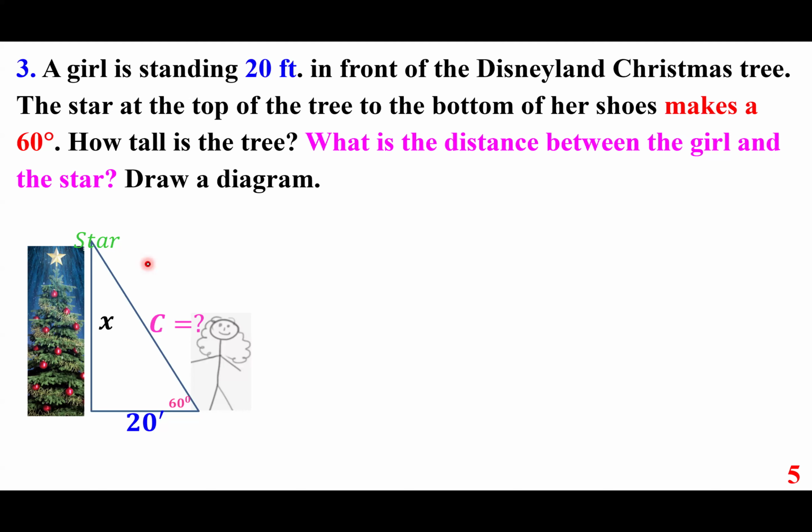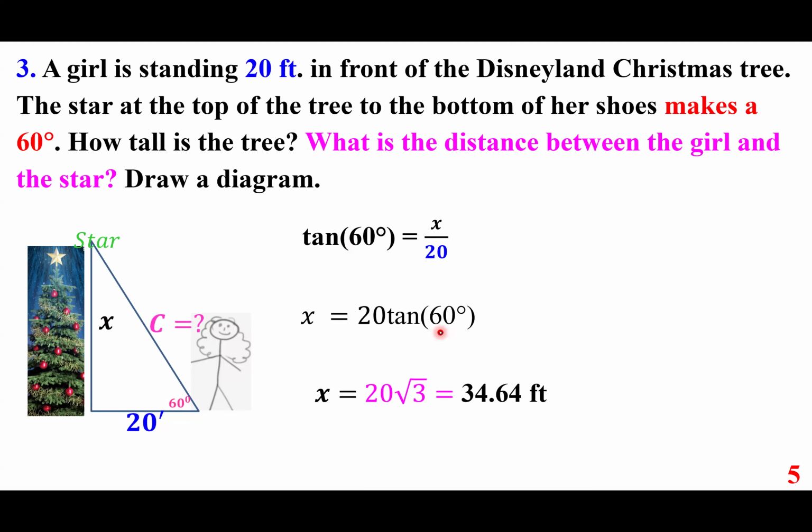All right. So clearly, tan of 60 is the opposite x over 20. So x is the product of these two, and tan of 60 is the square root of 3. So 20 square root of 3 precisely, roughly 34.64 feet.